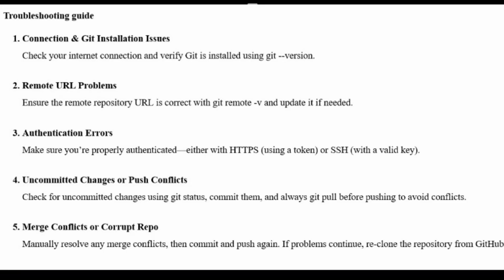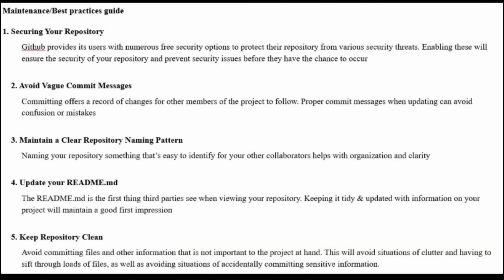Troubleshooting: if you encounter any problems during this process, these troubleshooting tips may help you. Ensure that you have an internet connection when installing Git and verify that it was installed. Be sure to confirm your remote URL with git remote -v. git status can check for uncommitted changes, and using git pull before pushing is a good habit to have to avoid conflicts. Any merge conflicts will have to be resolved manually, then committed and pushed again. If problems continue to persist, reclone the repository as a last resort.